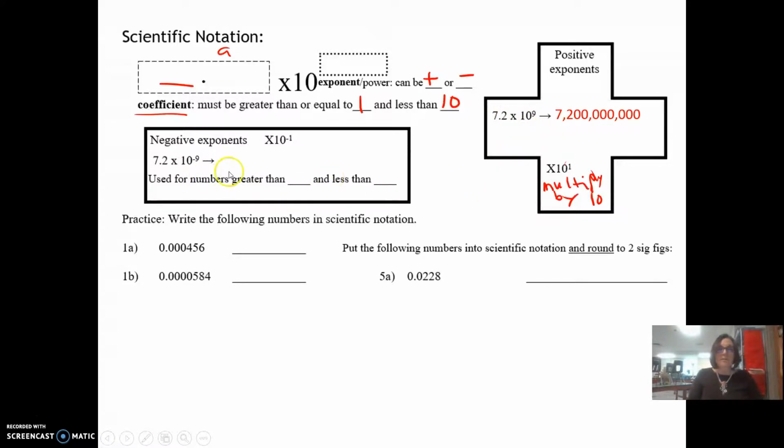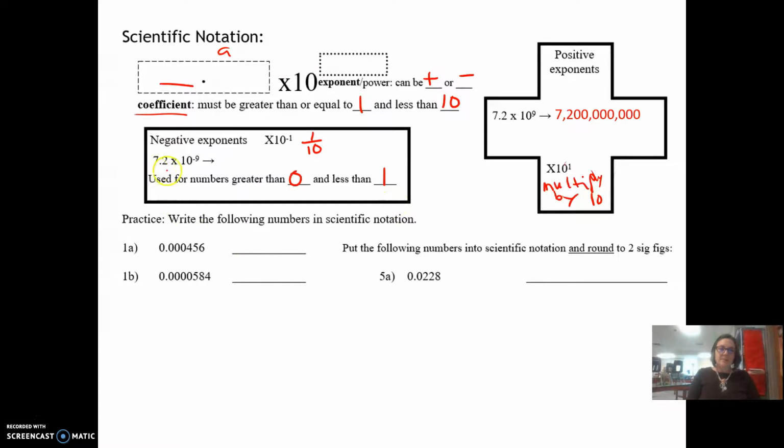Negative exponents are similar, but the difference is a negative exponent is not really multiplying. If you remember back from algebra, a negative exponent really means that that thing is in the denominator. So instead of this saying times 10, it's actually 1 over 10. So we use negative exponents still for positive numbers, but they're just very small. They're greater than 0, so they're positive, but they're less than 1, so they're like decimals or fractions.